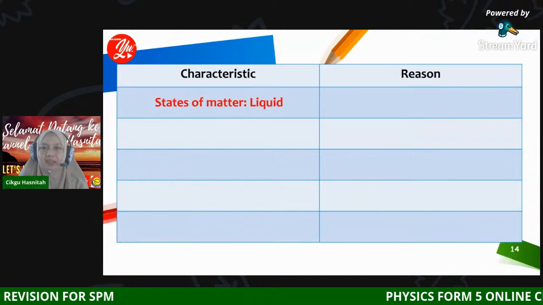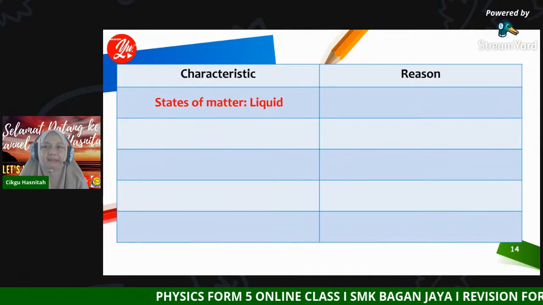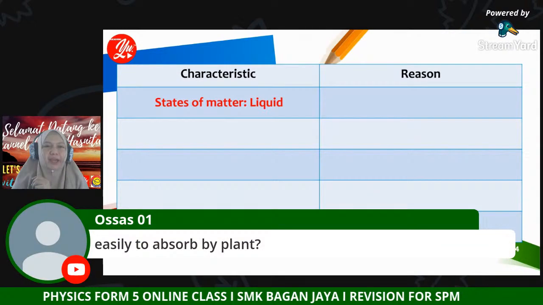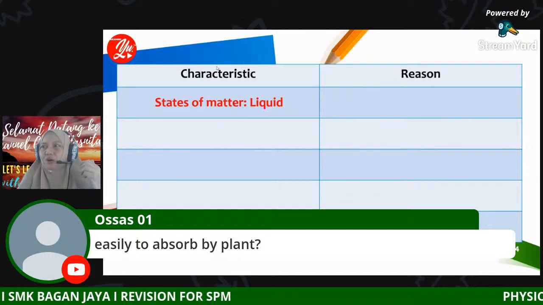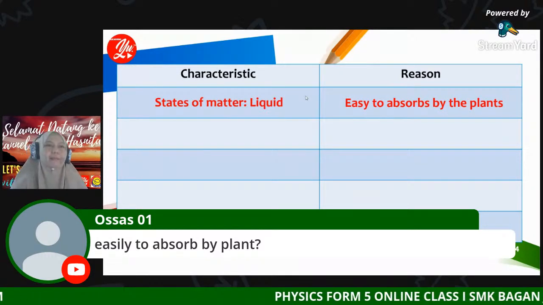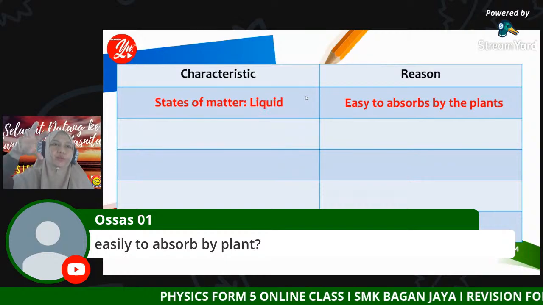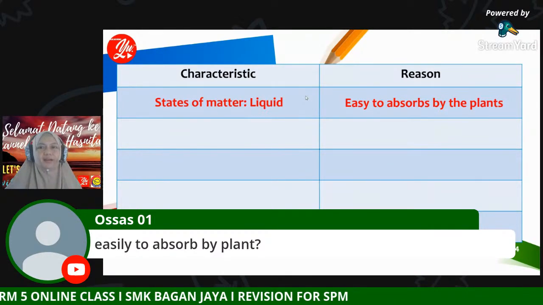Jack, yes, liquid. Why you say liquid? What is the reason? Easily to be absorbed by plant. Very good, Wei Liang. Yes, easily to be absorbed by plant. So the root will absorb the radioisotope easily.